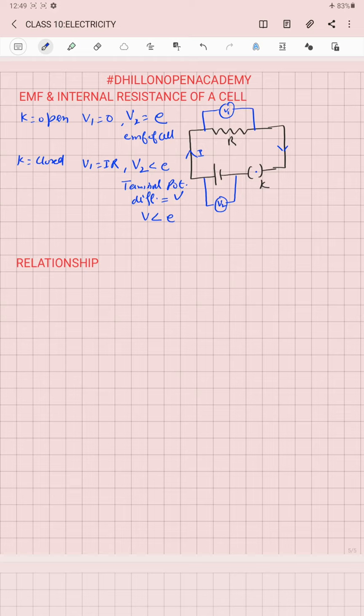So normally the EMF of a cell is known as the open circuit voltage of the cell, and the terminal potential difference is called the closed circuit voltage of the cell, that is, when the cell is present in the closed circuit. So EMF and the terminal potential difference are two different voltages when the cell is present in an open or a closed circuit. So why do these voltages change when the cell is brought from open to closed circuit?